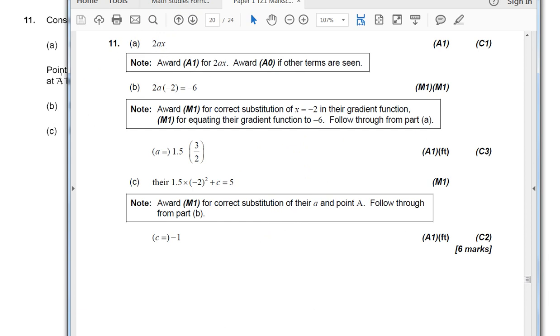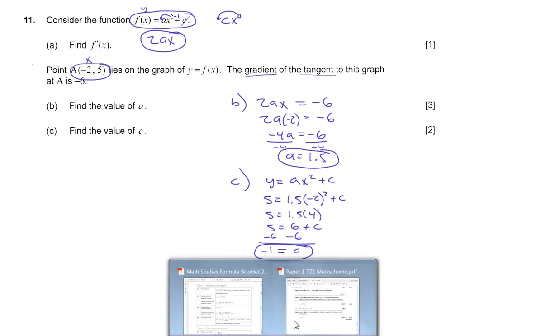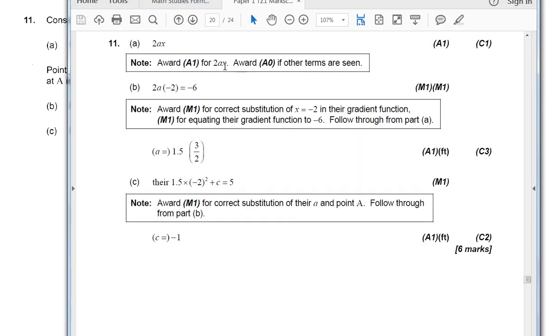So part A is supposed to be 2ax. That's what we got, so we're good with that. Part B is a equals 1.5. Okay.